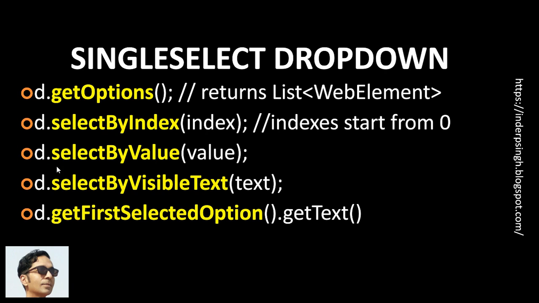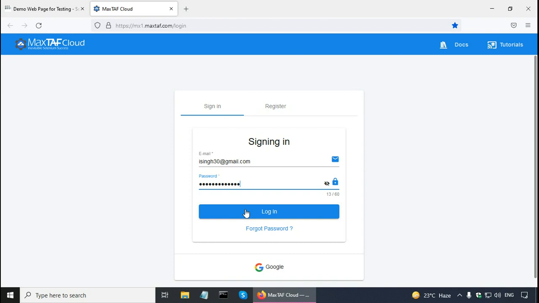Dropdown dot select by value method selects an option with that particular value if you know that value internally. Then dropdown dot select by visible text method is most useful. It selects the option with the text that you see as a user. Once an option is selected using Selenium with Java, dropdown dot get first selected option method can give the text of that option. In this Selenium WebDriver tutorial, I will now show how to handle select dropdown Selenium Java using MaxTAF, the free Selenium framework.